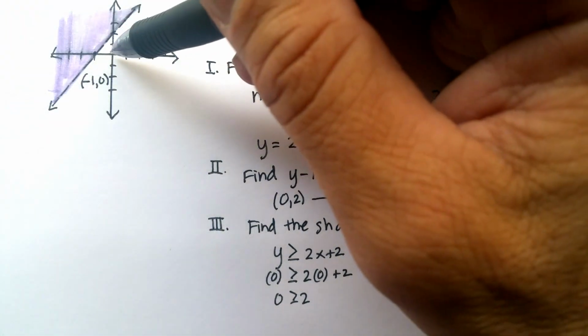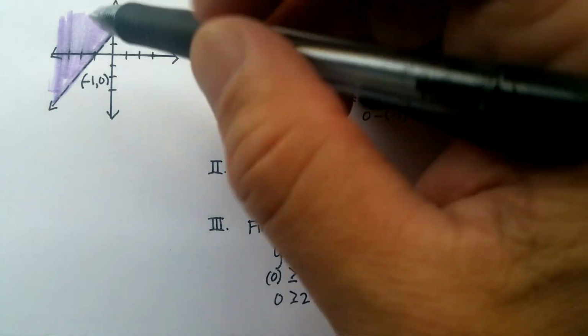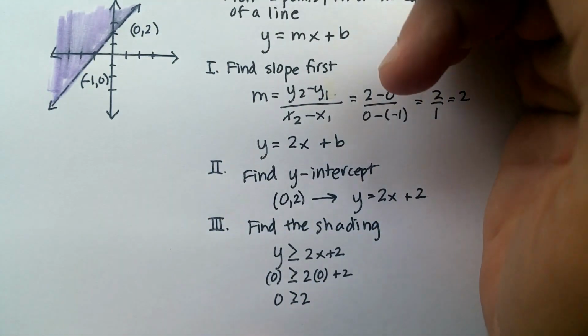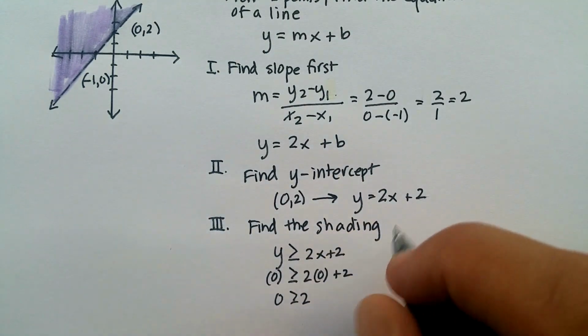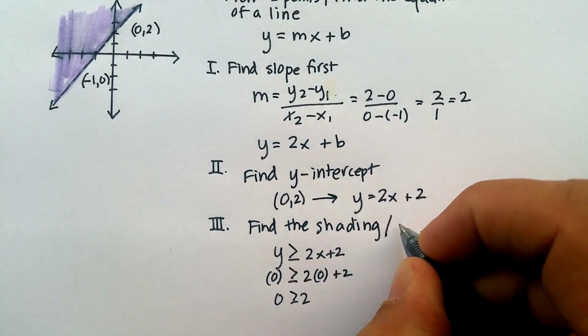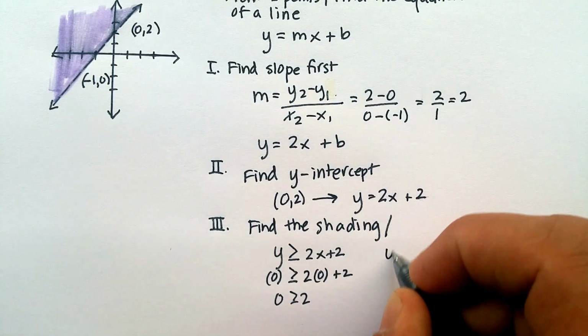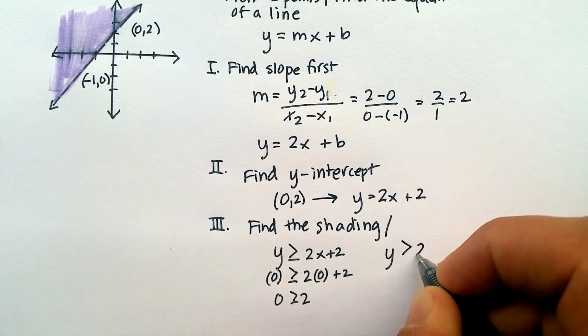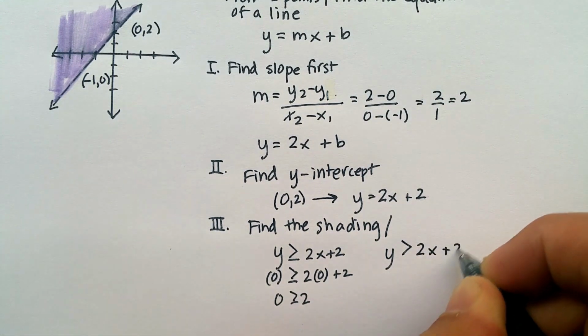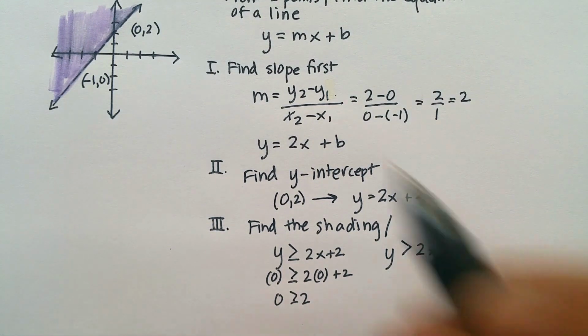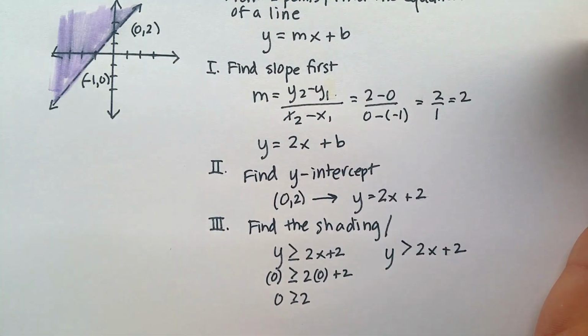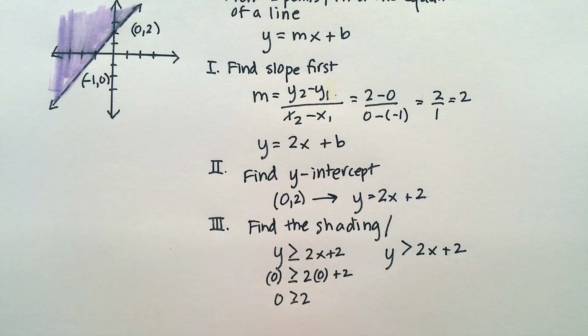However, I noticed that it's a broken line, so I have to go back and fix this line. And I would say y is greater than 2x + 2 without the equal sign. Otherwise, it would be a solid line. Okay? And that's how you do it. I hope that was helpful.